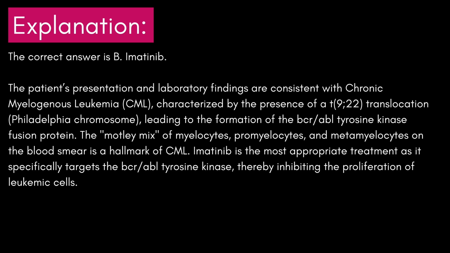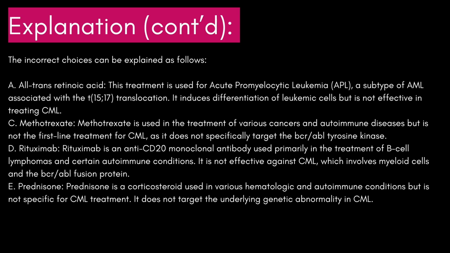cells. All right, let's go ahead and see why the other answer choices are incorrect. The incorrect choices can be explained as follows. A. All-trans retinoic acid. This treatment is used for acute promyelocytic leukemia, APL, a subtype of AML associated with the t(15;17) translocation. It induces differentiation of leukemic cells but is not effective in treating CML. C. Methotrexate.